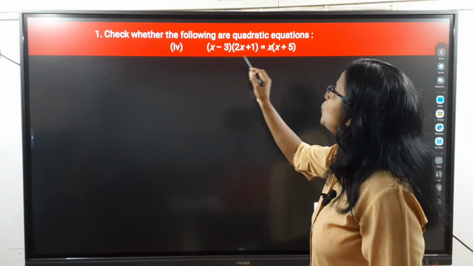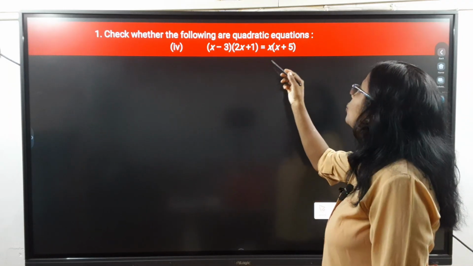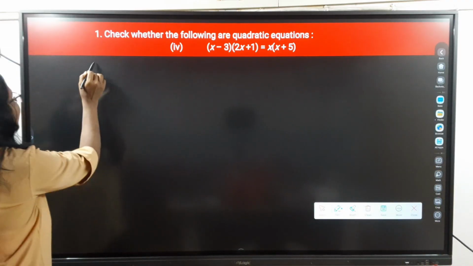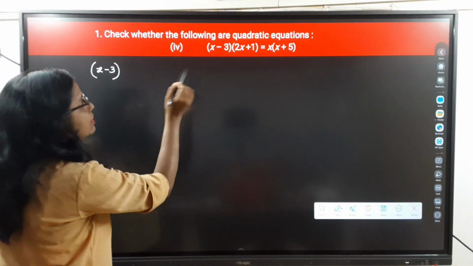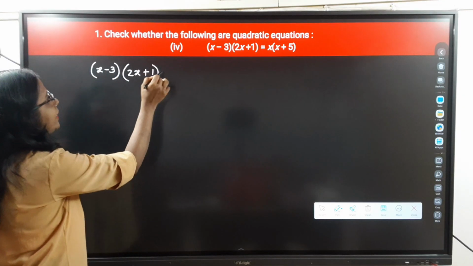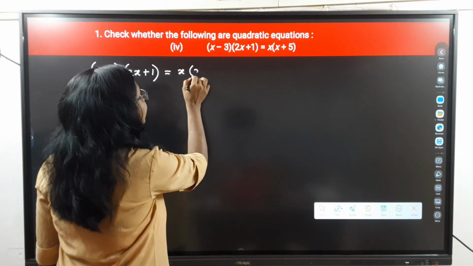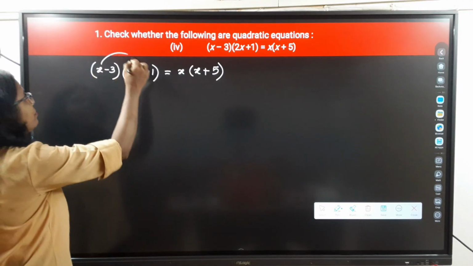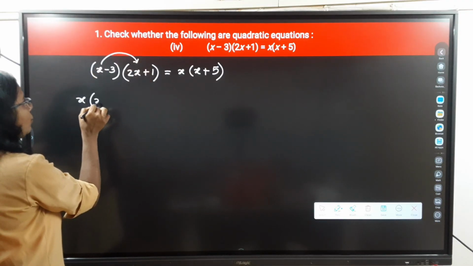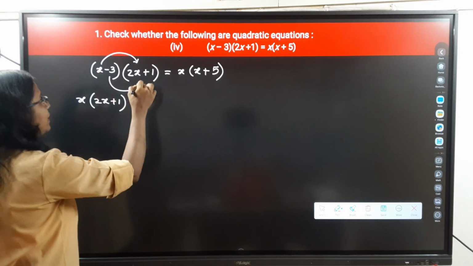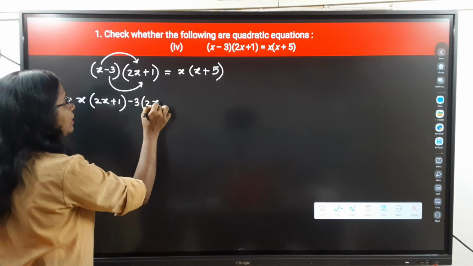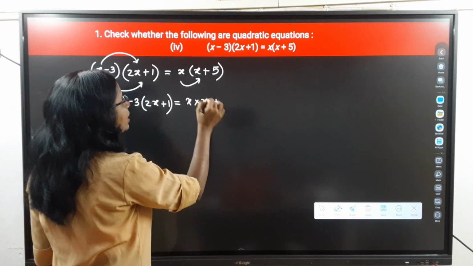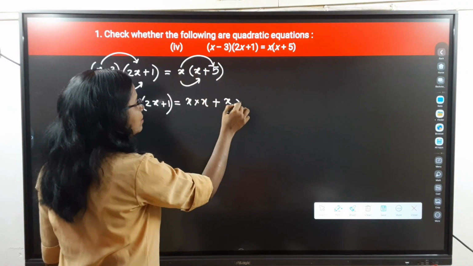(x minus 3) in the first bracket, (2x plus 1) in the second bracket is equal to x multiplied by (x plus 5). Here, students, first I write down the given equation: (x minus 3)(2x plus 1) is equal to x(x plus 5). Then I simplify: x multiply (2x plus 1), then minus 3 multiply (2x plus 1), which is equal to x multiply x plus x multiply 5.